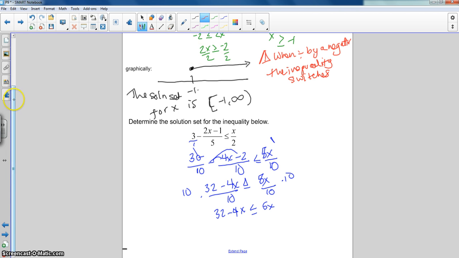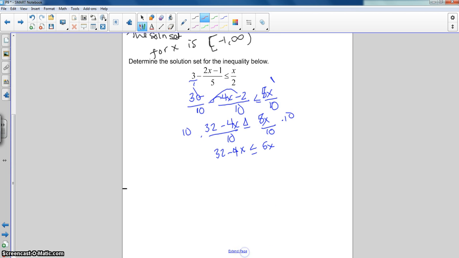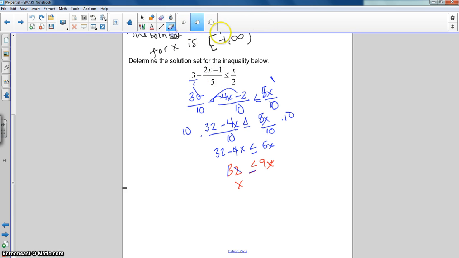Okay. And I'm going to need a little bit more room here. Okay, then I go ahead and solve this linear inequality. So 32 less than or equal to 9x. And then x is, let's see. And let's actually redo that.